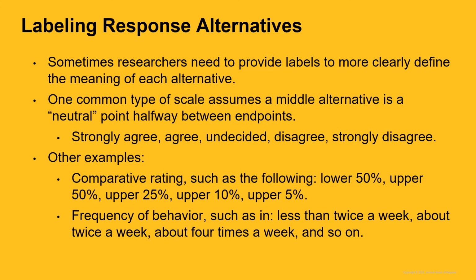Finally, another example of labeling alternative responses is to measure the frequency of a certain type of behavior. This is super common in substance abuse research, where we're attempting to get a handle on how much a person might be using alcohol or drugs or prescription pills. And we might ask whether they are drinking once a week, twice a week, maybe once a month, or whatever it is that we think is important.